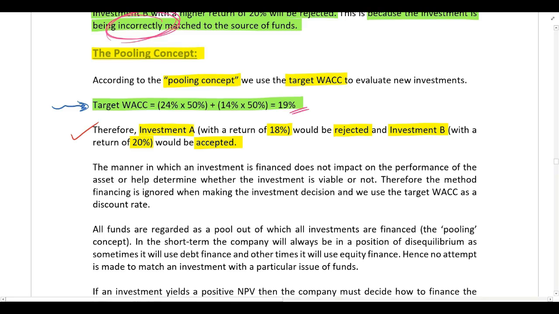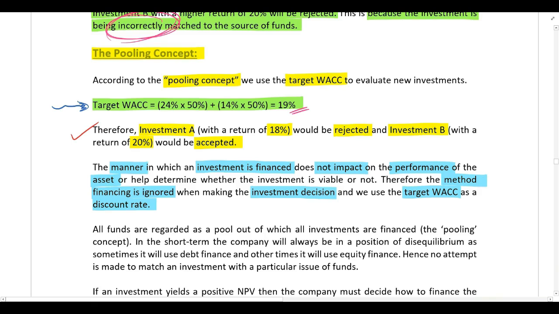So please note, the manner in which an investment is financed does not impact on the performance of the asset. So the method of financing is ignored when we make the investment decision, and we use the target weighted average cost of capital as our discount rate.